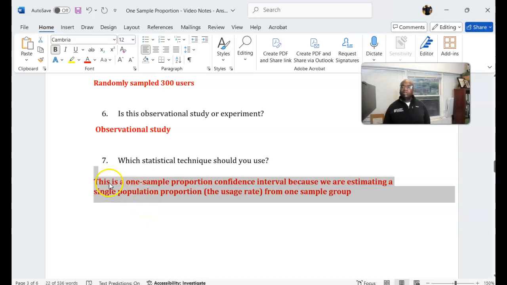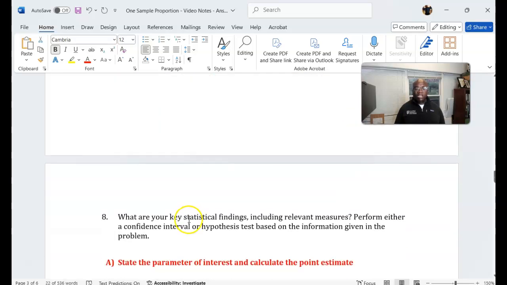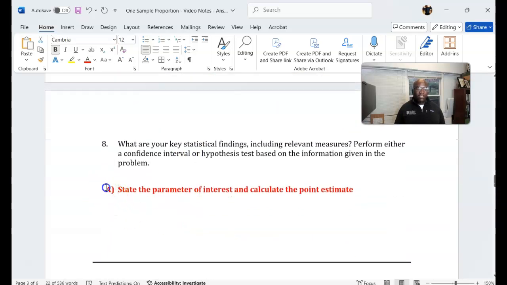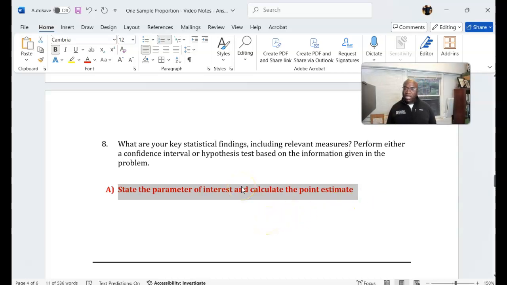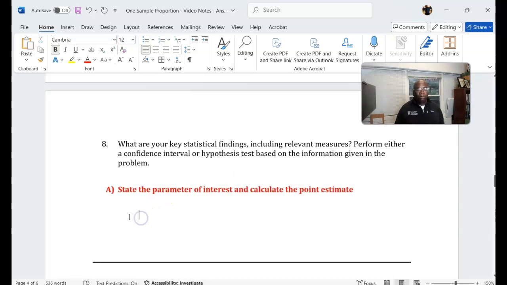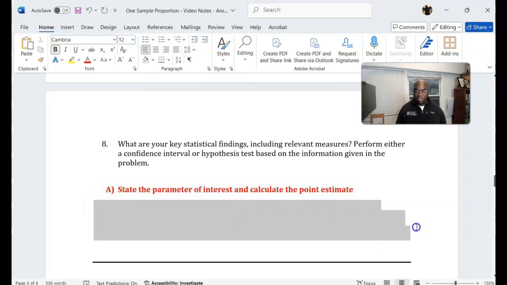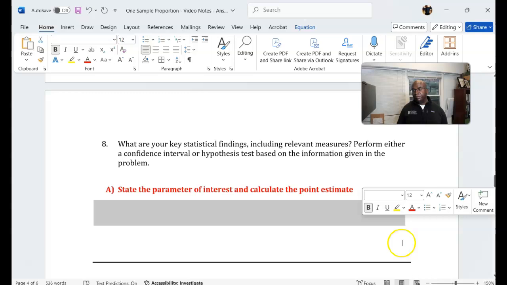All right. So that being the case, why don't you pause, really pause, and do question 8. When it comes to question 8, of course you don't have these little prompts, but by the 5th or 6th video, you should start developing a framework. The first thing I would want to do is state the parameter of interest.